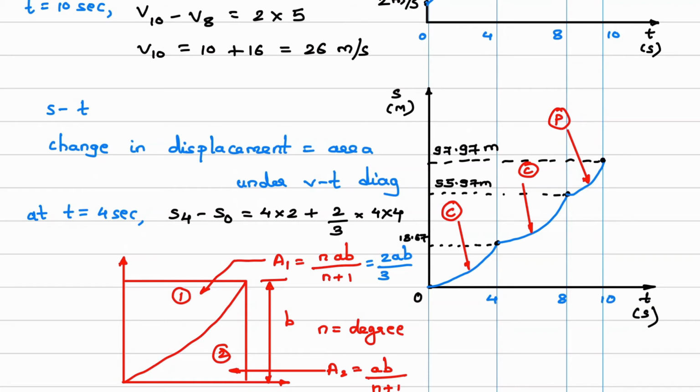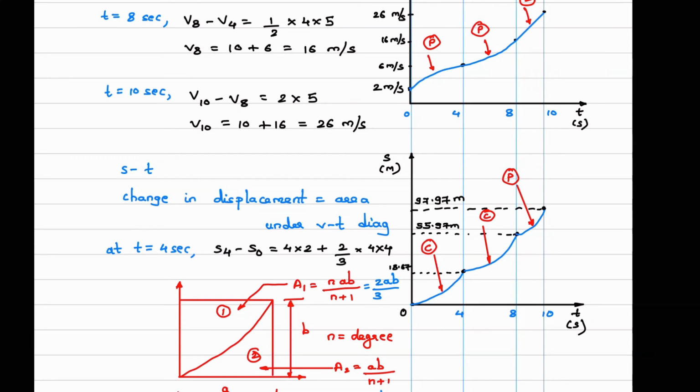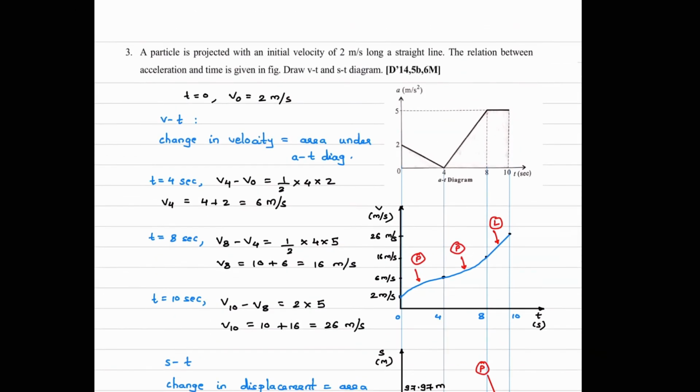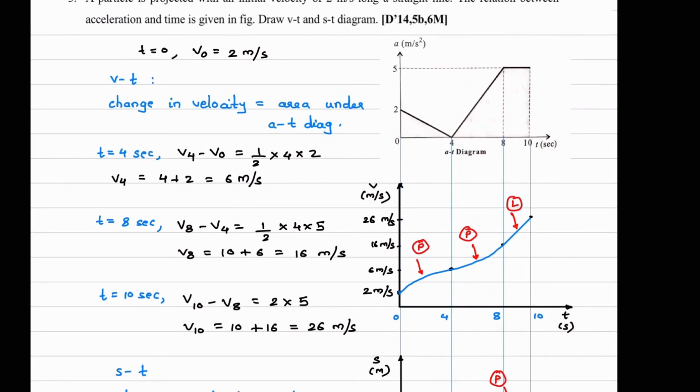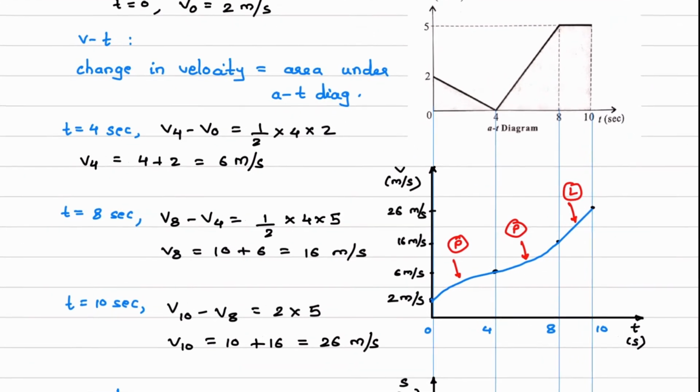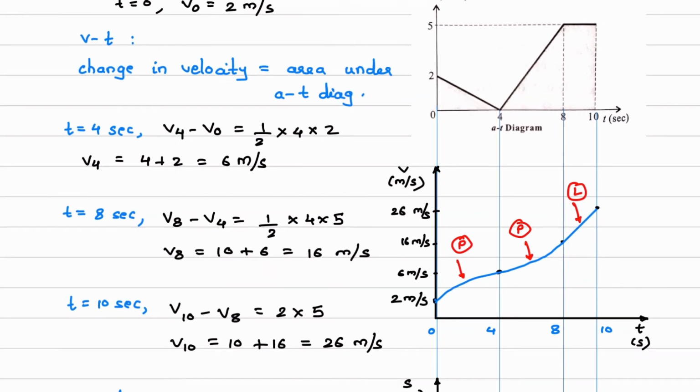So we'll once again see the complete question. What was given in the question? A projectile is projected with an initial velocity of 2 meters per second. That is why, if you see the VT diagram, when time is 0, the initial velocity we have taken as 2 meters per second. The relation between acceleration and time, AT, is given and we have to draw VT/ST. So for the first calculation of the VT diagram, we have used this equation.